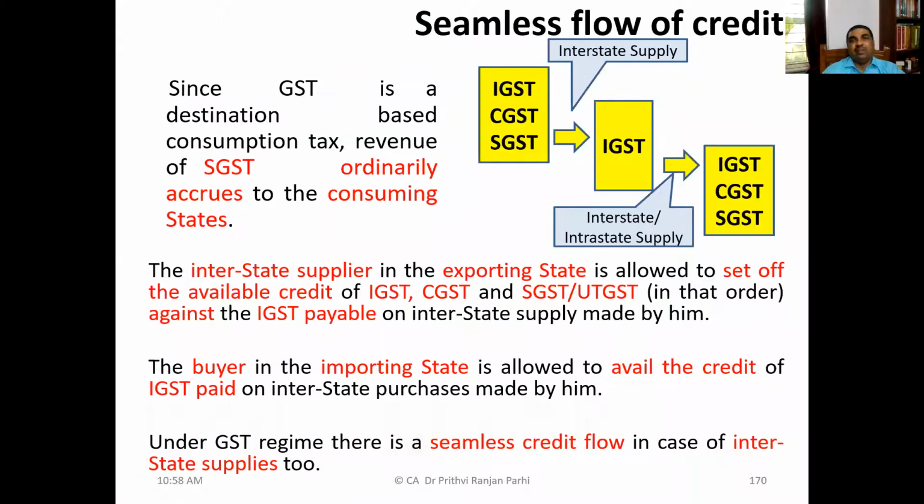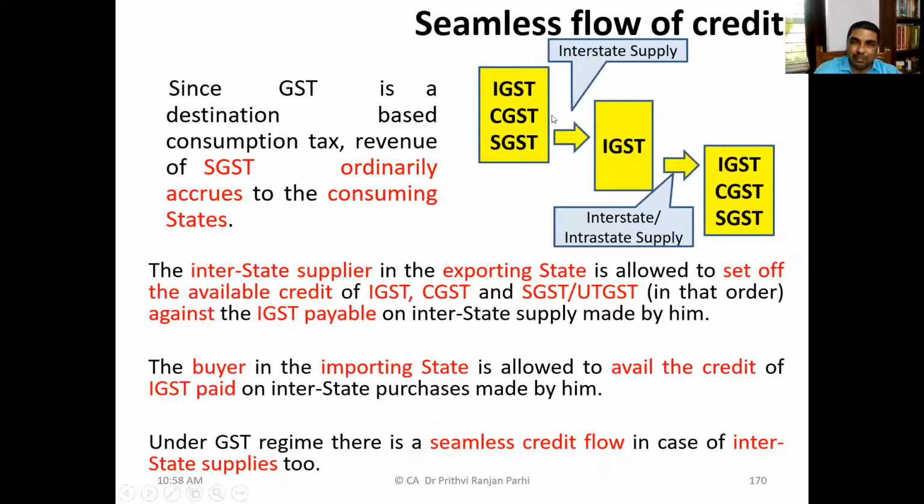Okay, thank you. Now, with that background, we'll be starting this concept, that seamless flow of credit. Try to understand. This is a very important concept. You know that GST is a destination-based tax. Okay, and the tax which is collected ordinarily accrues to the consuming states. The state where goods are consumed, that state takes the revenue collected through this tax. Okay, so this picture it shows, we can look at this picture, look at this chart, it shows like this.